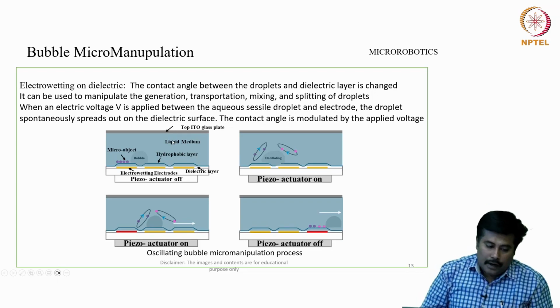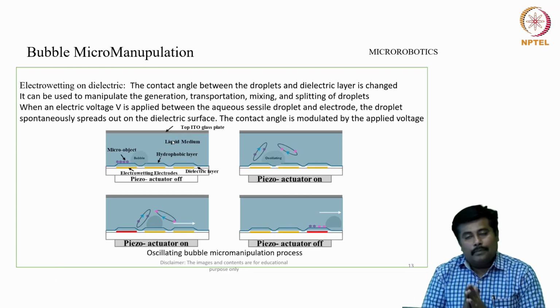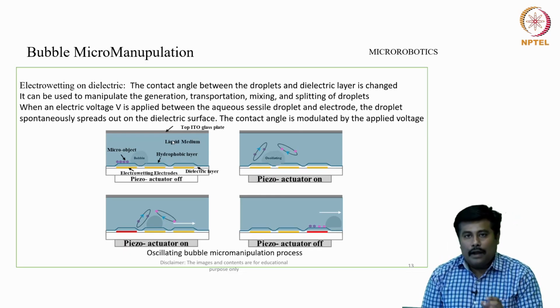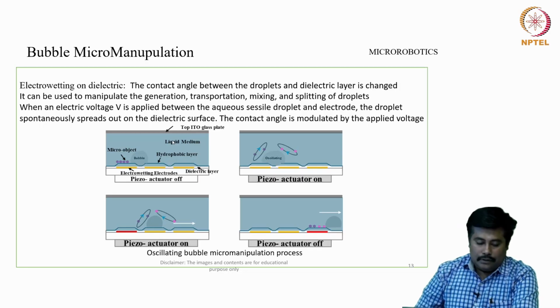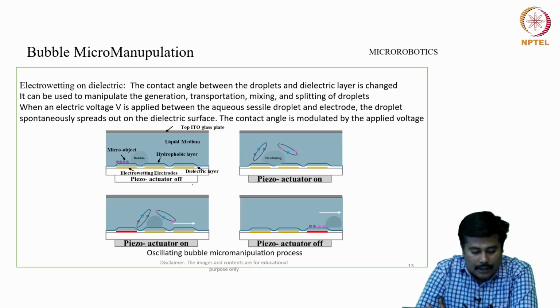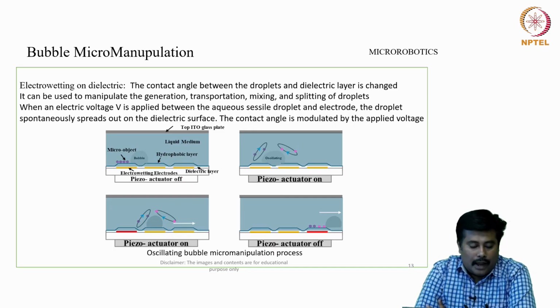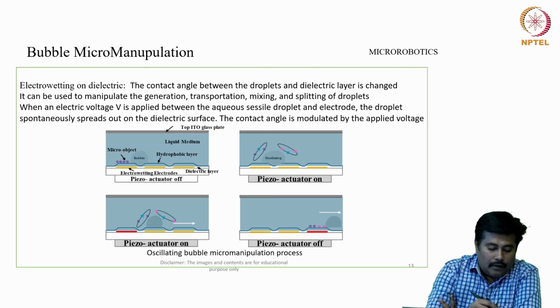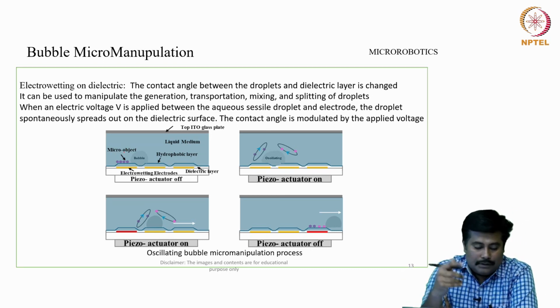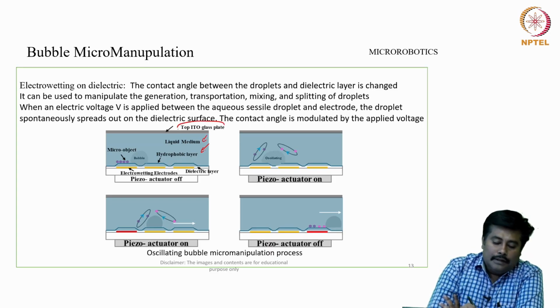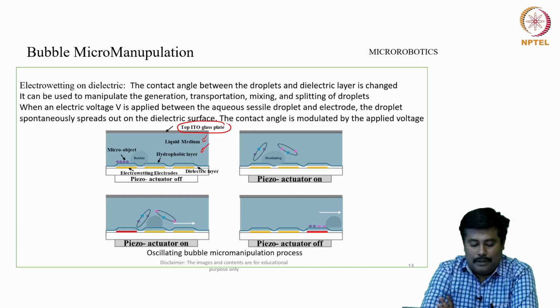So, this is a bubble based micro manipulation. As far as this bubble based micro manipulation is concerned, we have electrowetting on dielectric. If we closely observe this system, there is a piezoelectric actuator. Over this piezoelectric actuator, we have electrowetting electrodes, and then there is a dielectric layer. Then we have a micro object where bubbles are kept, and then there is a hydrophobic layer and a liquid medium. There is a top ITO glass plate which is placed.